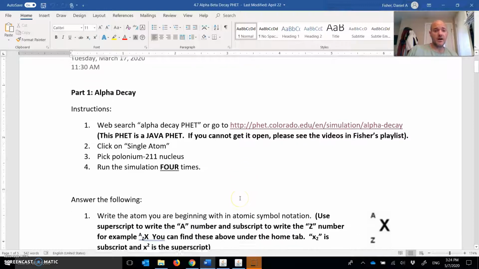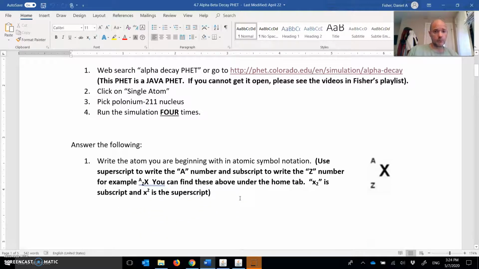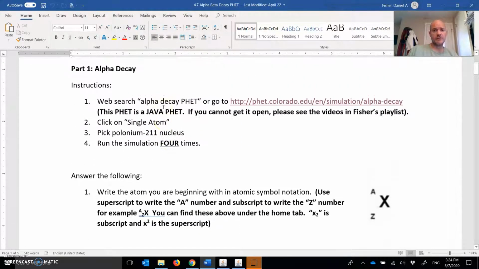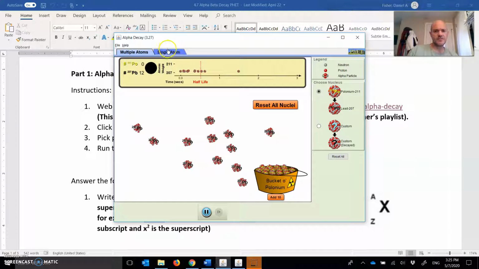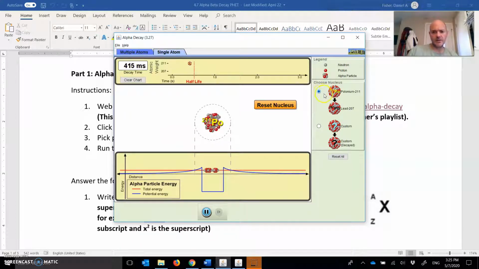So here's what we're going to do. We're going to look at this. We're going to follow these instructions and go to this simulation. I'm going to click on single atom, pick the polonium-211 nucleus, and run the simulation 4 times. So here is this. I'm going to go to single atom, polonium-211. Run the simulation. Okay, so I did it once.